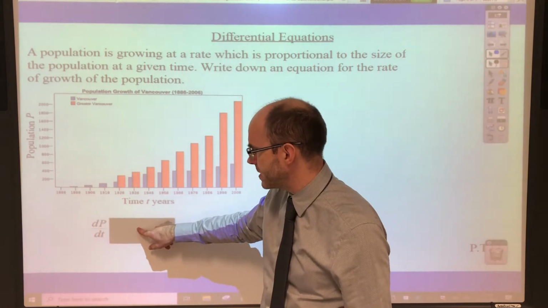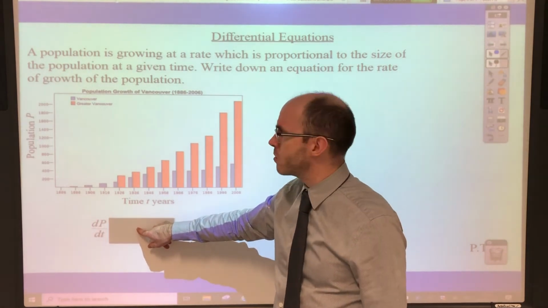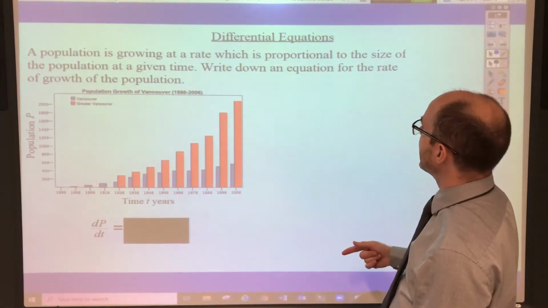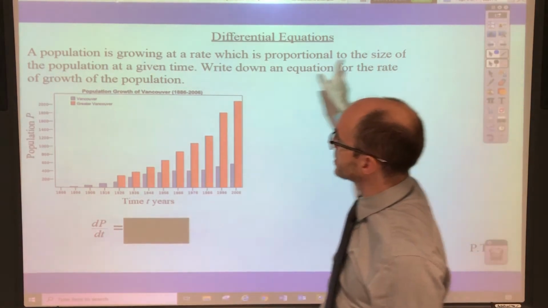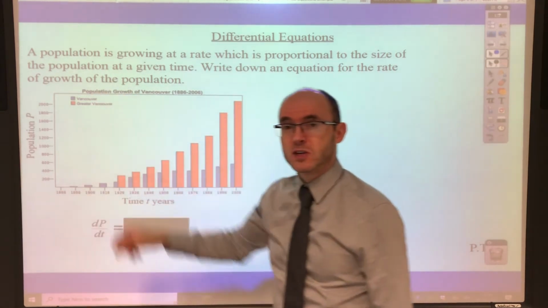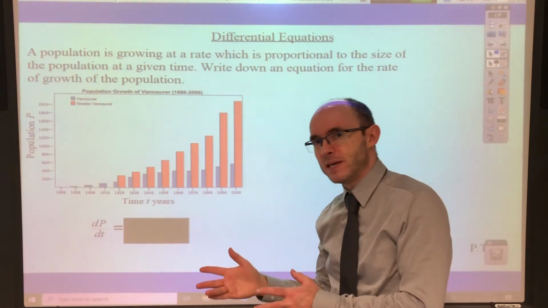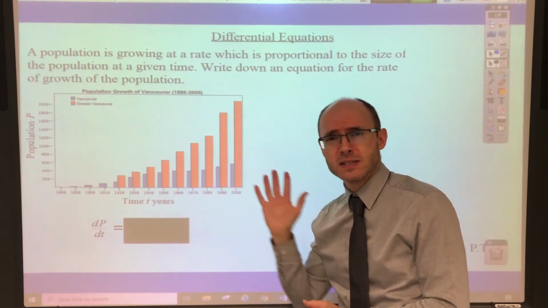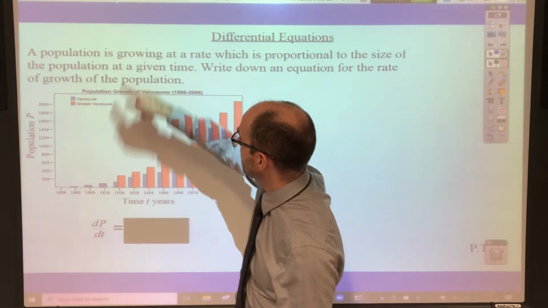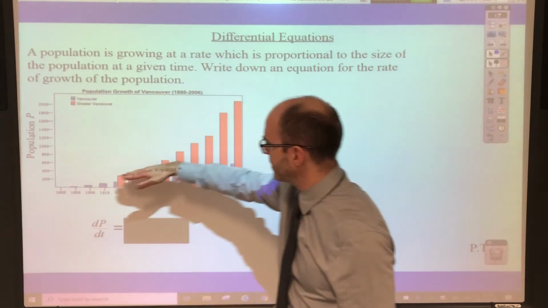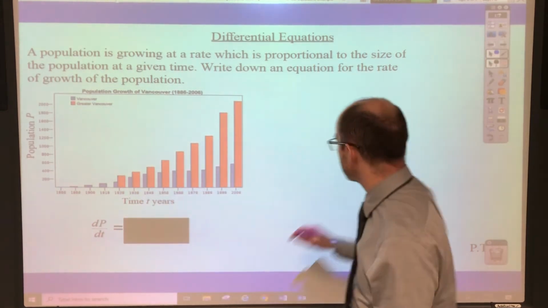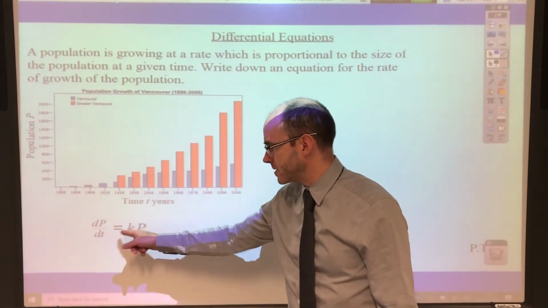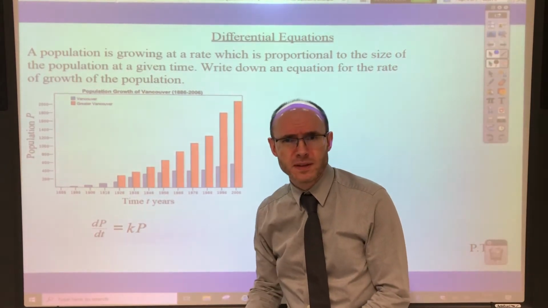It's dP/dt, isn't it? dP/dt. I want an equation, so dP/dt is equal to something. Let's have a look. It's proportional to the size of the population, so it's going to be k times P, proportion. And next thing, is it a growth? Yes, it is. It's an increase. It says there it's growing, and the chart shows you that it's generally increasing as well. So the importance of that is that the k is positive. dP/dt equals kP.